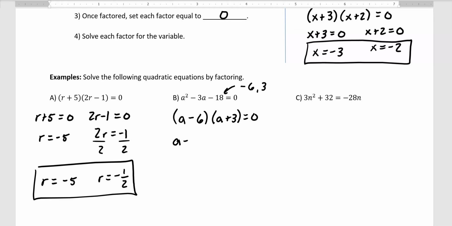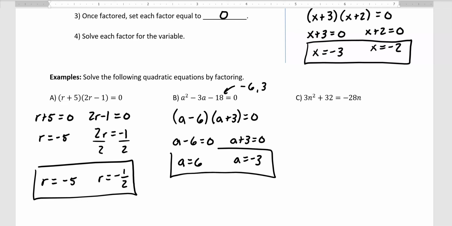And then I set those equal to 0. a minus 6 equals 0. a plus 3 equals 0. Solve, I get a equals 6, or a equals negative 3. And there we go for those.